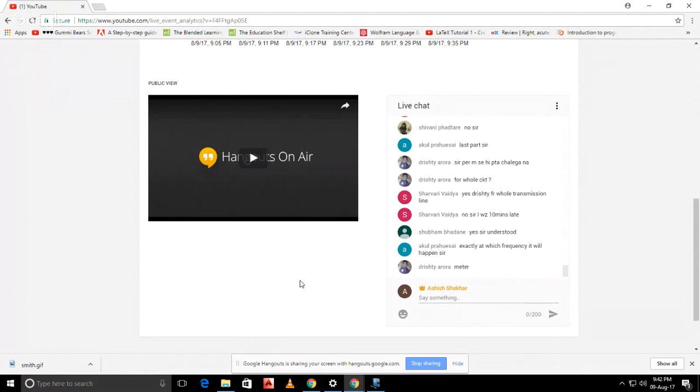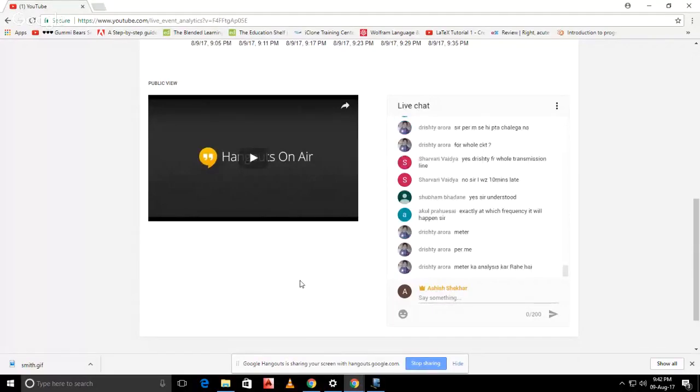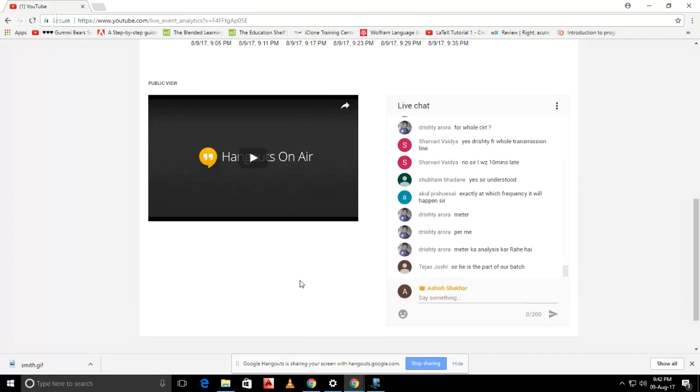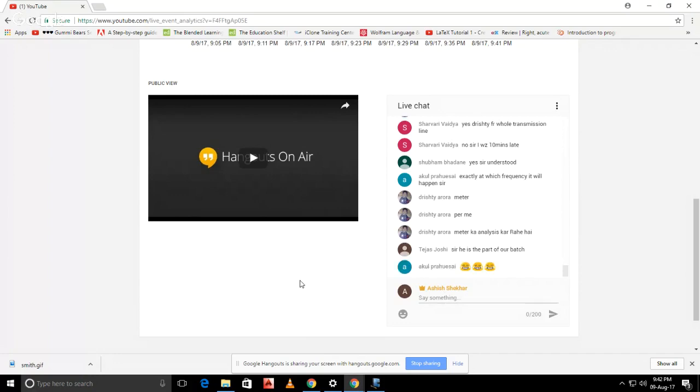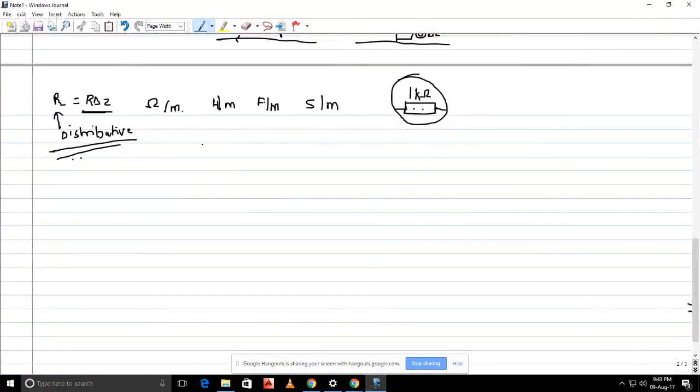Drishti Arora writes meter. Sir, it will be found out from the meter only, right, for the whole circuit? Yes, it will be found out from the meter, because that is necessary. We cannot judge for the whole line. We cannot produce a judgment for the whole line. That is why we give it per meter. Good. So it should be given on meters. There's nothing else you can do. You have to give it on meters. So we will judge the line based on that meter itself.